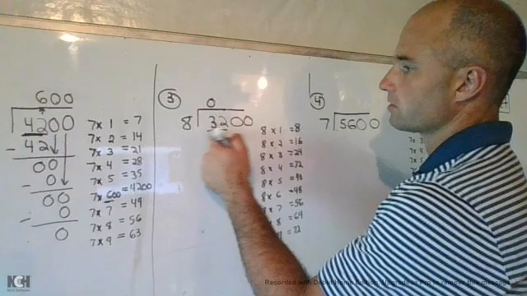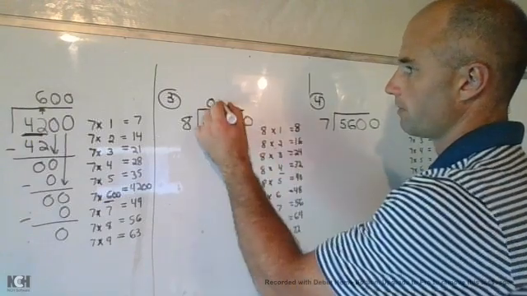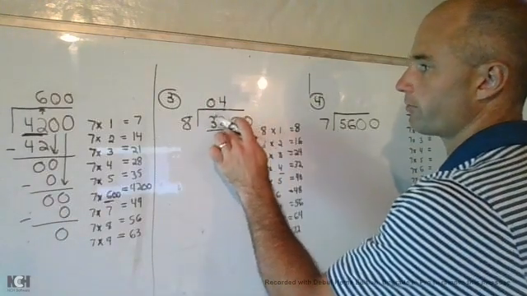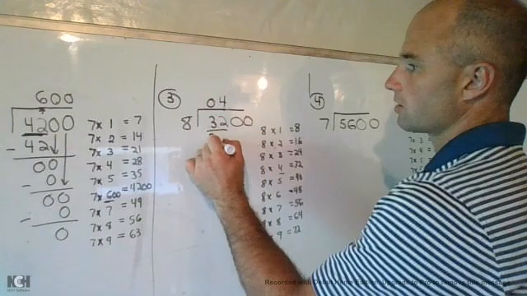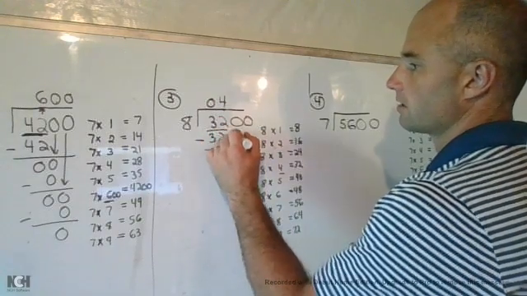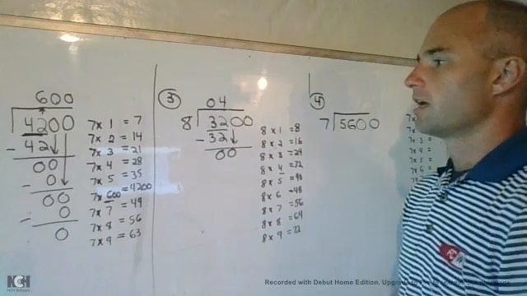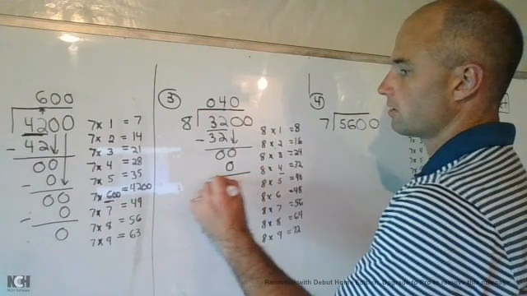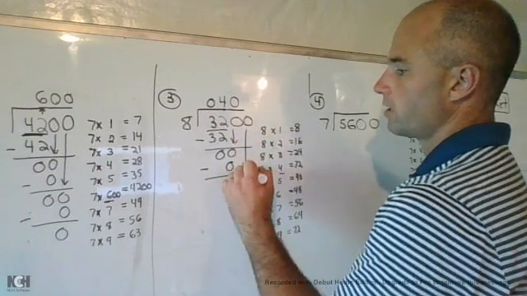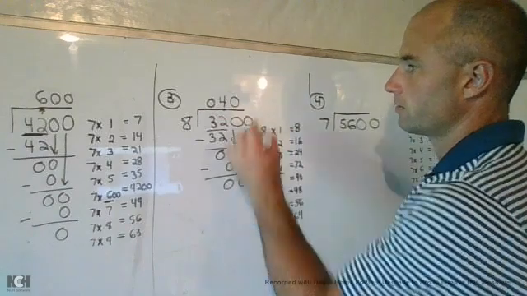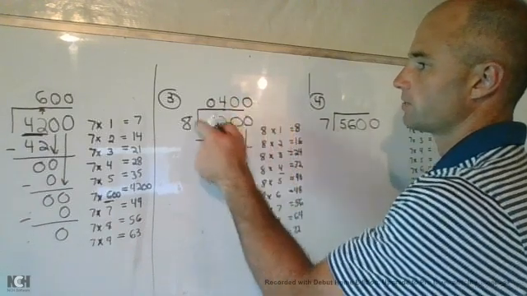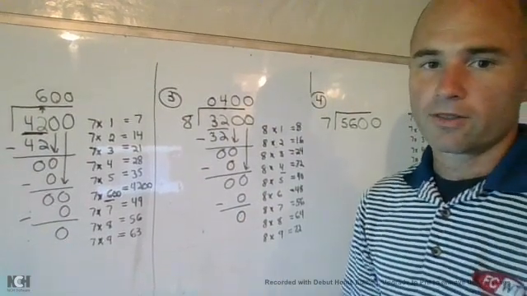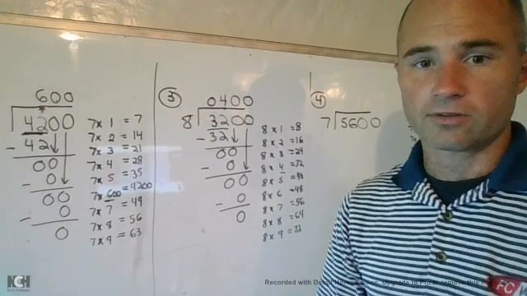And then move on to 8 goes into 32, and realize it goes in 4 times, and realize the 4 goes right there, above the 2 from 32. 4 times 8 equals 32. I subtract, I bring down the 0 from the 10's place. 8 goes into 0, 0 times. 0 times 8 equals 0. I subtract, I bring down the 0 from the 1's place. 8 goes into 0, 0 times. 0 times 8 equals 0. I subtract, I have nothing left over to bring down. Therefore, it leaves me with the answer of 400.